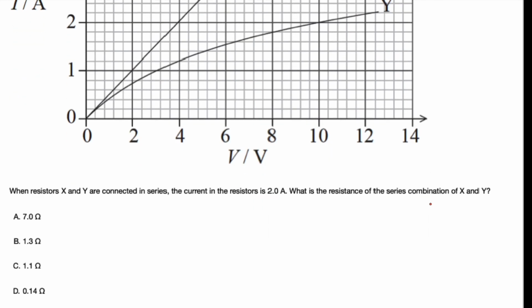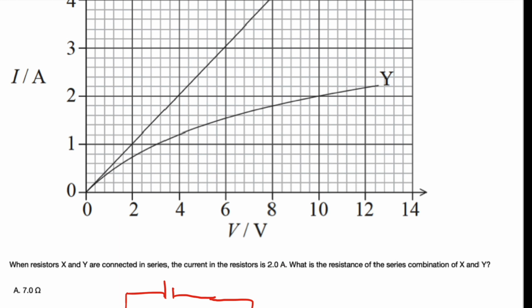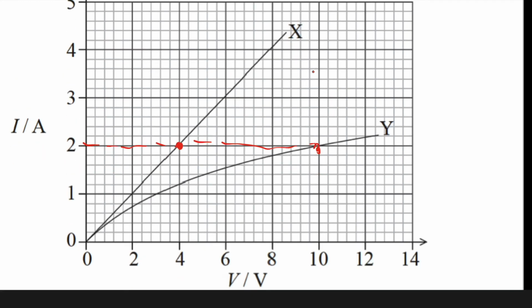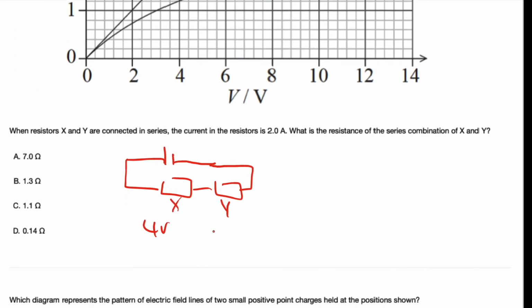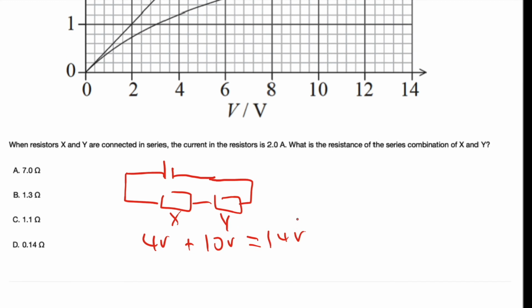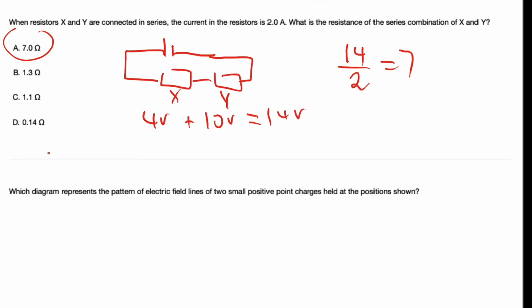So if they're connected in series, you can find their voltages separately according to the graph. At 2 ampere, the voltage is 4 and the voltage is 10. So the total voltage is going to be equal to 14 volt. And now we can find their resistance. 14 divided by 2 is going to be equal to 7 ohm. So A is the answer.